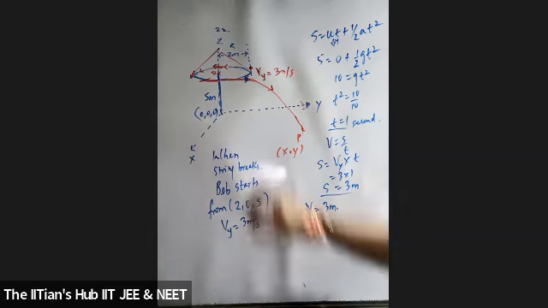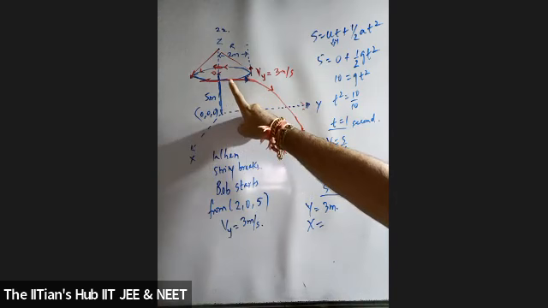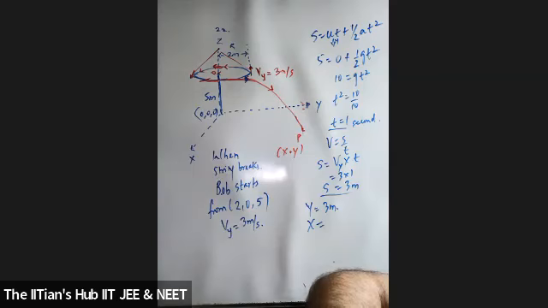Sir, because when the string breaks, it was initially vertically above the x-axis. So 2 meters is the initial coordinate of the bob. Absolutely correct. Students, very clearly the statement says that the string is made to break just above the x-axis. So its x coordinate remains the same, that is 2, we consider.